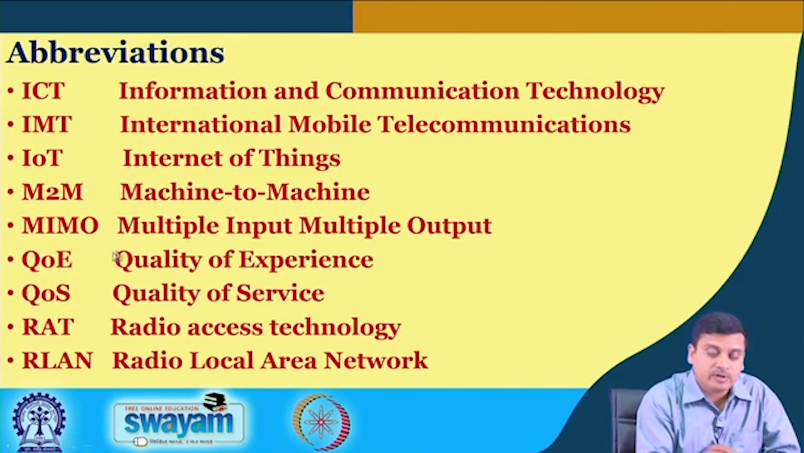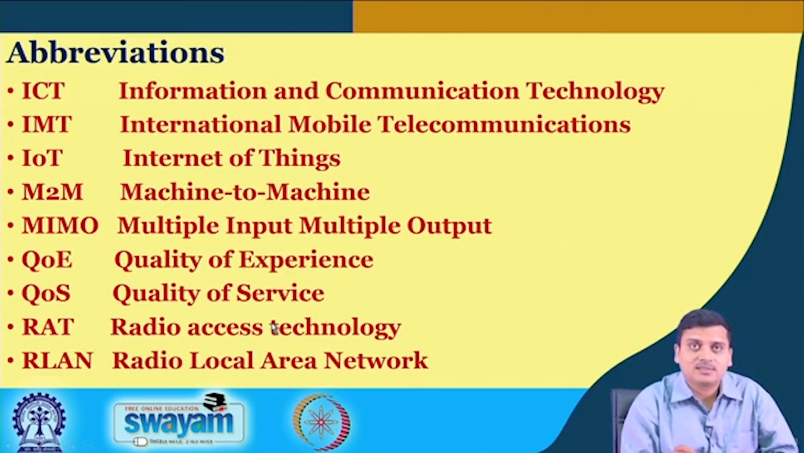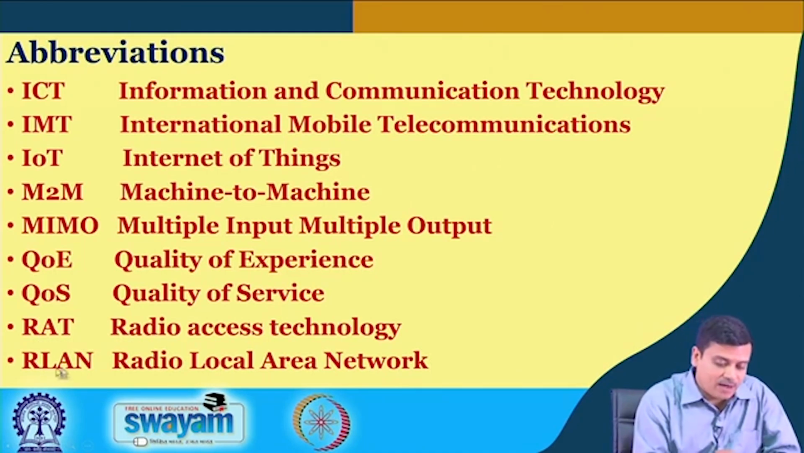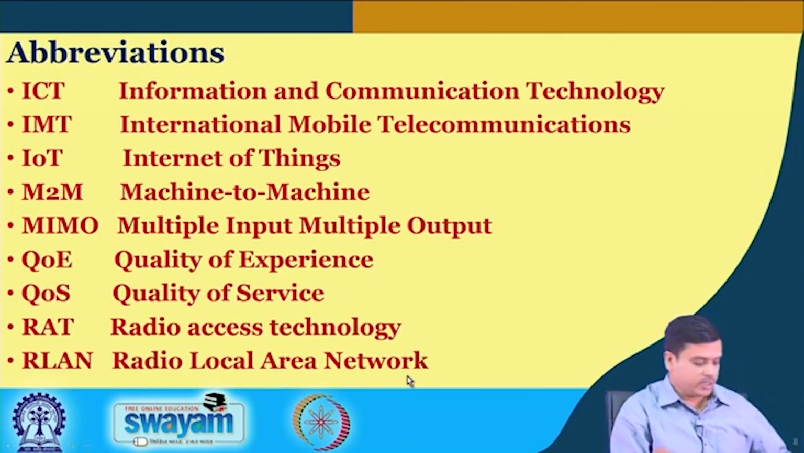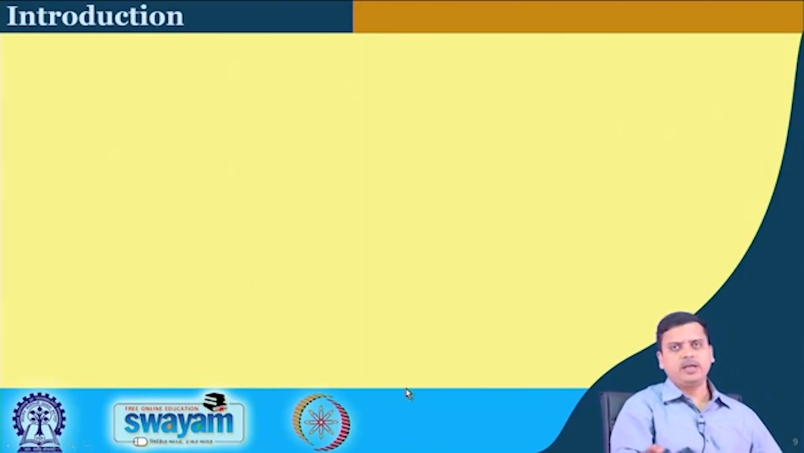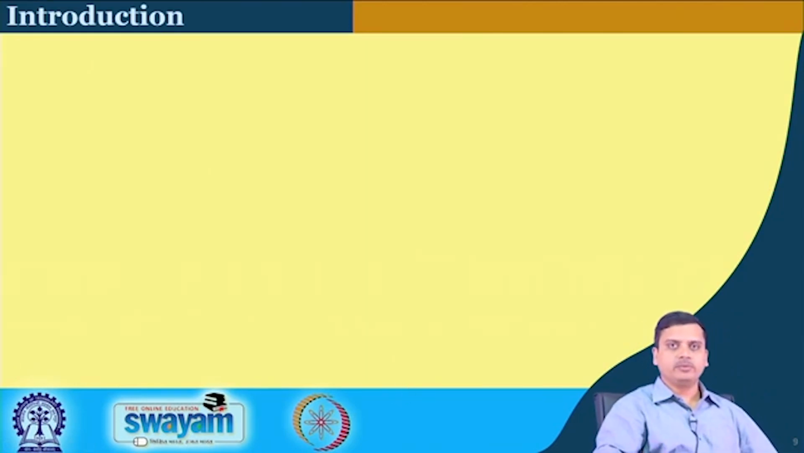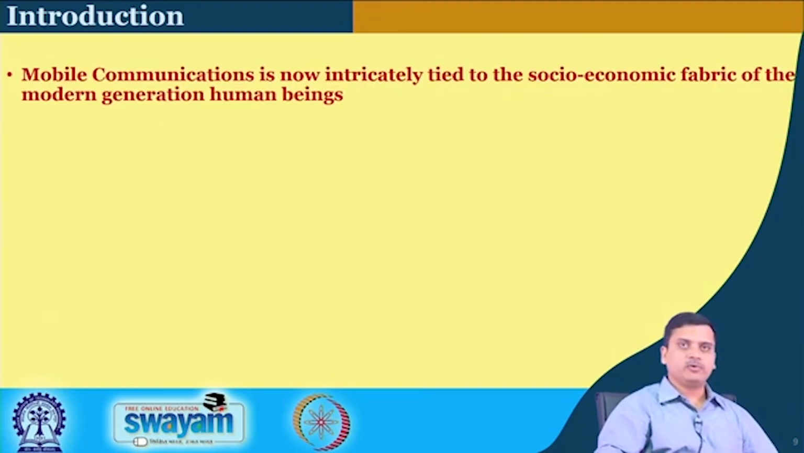MIMO, which we have referred to already, is well known, multiple input, multiple output. QoE is essentially quality of experience. QoS is the well known quality of service. RAT is radio access technology, and RLAN is radio local area network. There are many more, but I found them to be pertinent, so I have just put them over here.